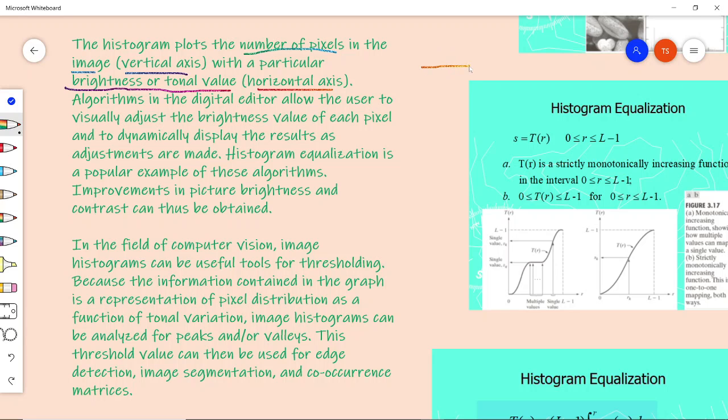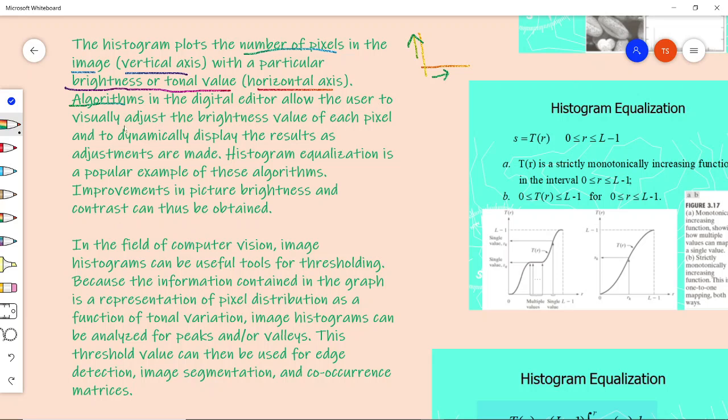So here it is the horizontal axis and it is the vertical axis. This axis gives the number of pixel values, and this axis gives the tonal values: how much brightness, how much darkness, all those. To process this, we have so many algorithms. Those algorithms I'll show after this topic.